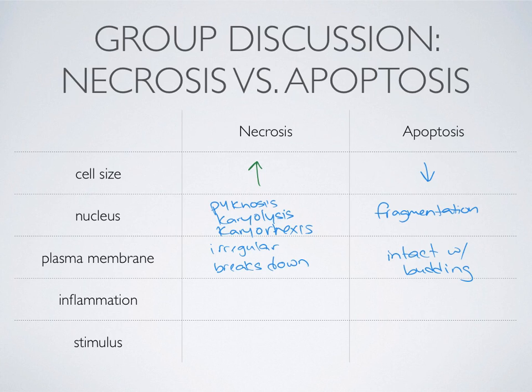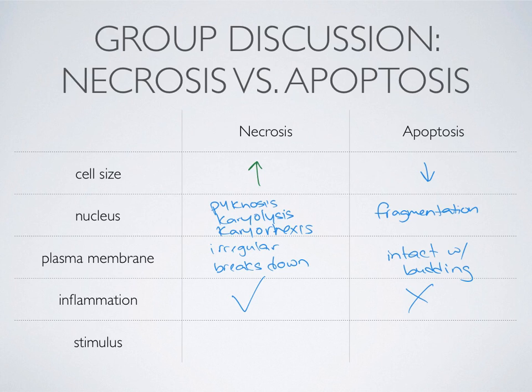But this is important to know, those differences between the membrane changes that you'd see, because that's the main difference between apoptosis and necrosis, are those membrane changes. And that membrane stays intact. What happens with inflammation? Do you get inflammation with necrosis? Yes. Do you get inflammation with apoptosis? No. And it's because the membrane stays intact.